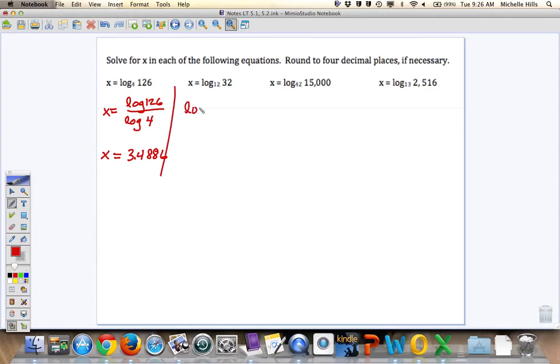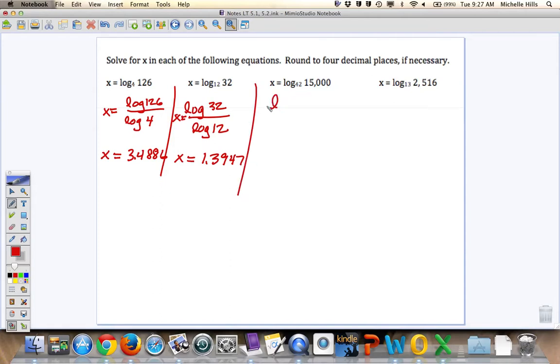This is going to be the log of 32 divided by the log of 12. And what we're doing is called the change of base. We're changing this from a base 12 logarithm to base 10 logarithms that I can work with. So 12 to what power is 32? Well, that's to the 1.3947 power.